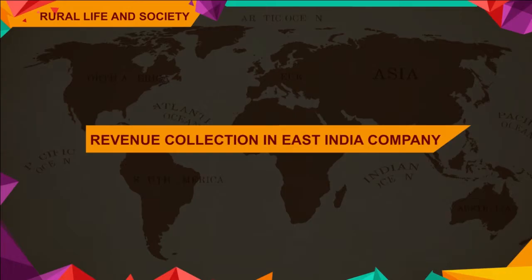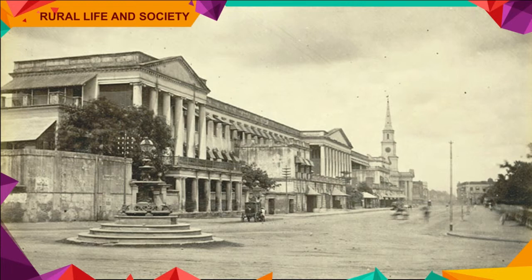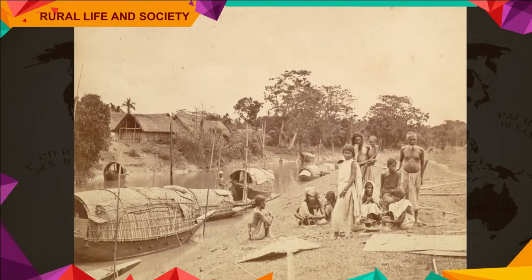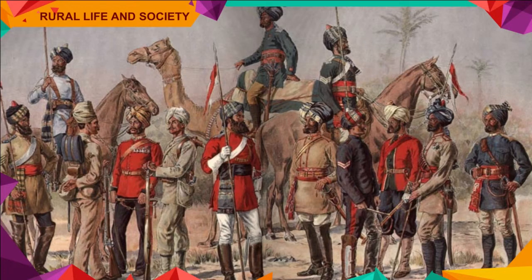Revenue collection in East India Company. After the Battle of Buxar, the company started to collect the land revenue in Bengal. As Diwan, the company became the chief financial administrator of the territory under its control. Now, it had to think of administering the land and organizing its revenue resources.